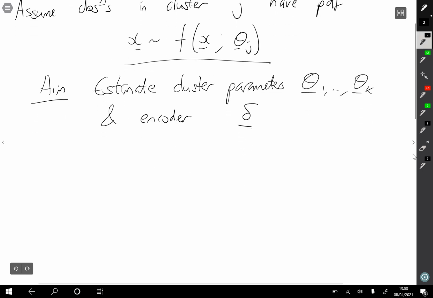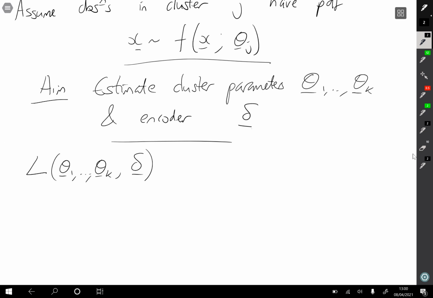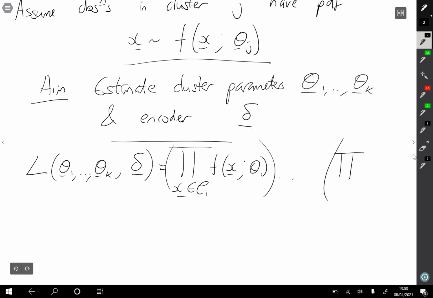So how do we do this? Well, we've seen previously that a common way of estimating parameters is via maximum likelihood estimation. So let's think about the likelihood of the parameters theta_1 to theta_k and delta. Suppose we're given the parameters theta_1 up to theta_k, and the encoder delta. What's the likelihood of the data x? Well, this is the product over all those x's that are in cluster 1 of f(x given theta_1), times dot dot dot up to all those x's in cluster k, f(x given theta_k).